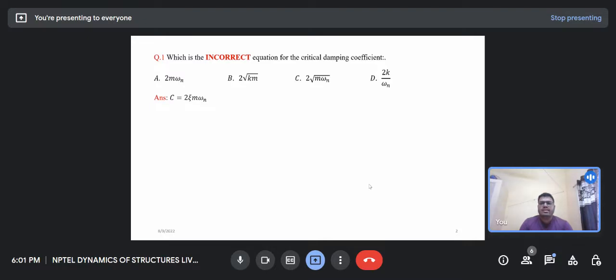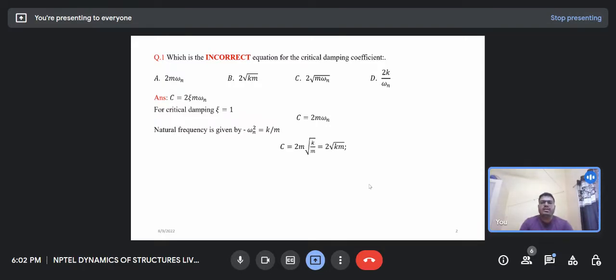As we all know, the critical damping can be represented as c = 2 xi m omega n. For critical damping, the damping ratio is 1, so c is 2m omega n. So your answer A is correct. Now we have to rearrange some terms. As we all know, omega n square is equal to k by m. If we put in the value of omega n, then it becomes c equal to 2 under root km. So option B is also correct.